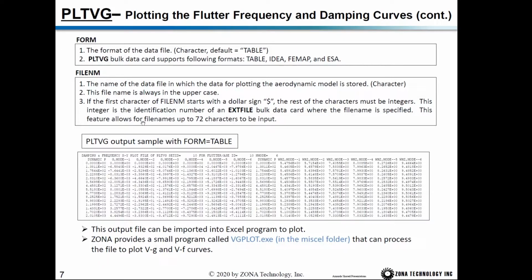Okay, and then you give a file name, and if the form is equal to table, then you will generate a file like this. So you have the dynamic pressure, the damping of the first mode, second mode, and so on. And here is the dynamic pressure, the frequency of the first mode, second mode, and so on. Then we have a small program called vgplot.exe, and you can use this code to process the file and generate the VG and the VF diagram.